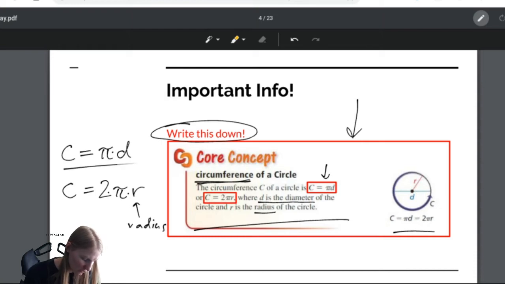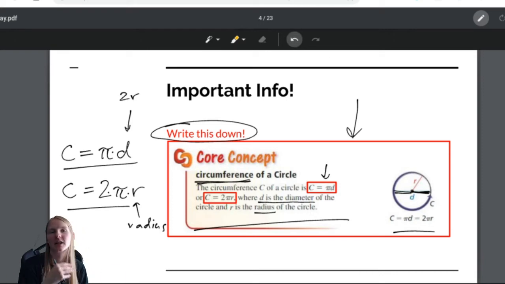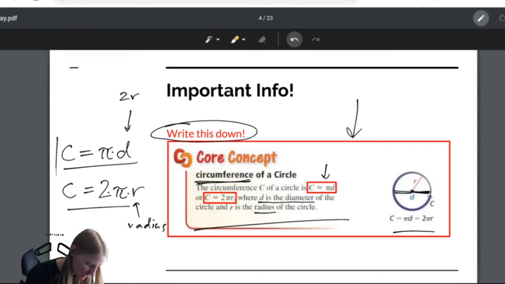So you can see that these formulas are actually the same because the diameter, here's the diameter, but if I take half of the diameter, I have a radius. So 2 radiuses make 1 diameter. So the diameter actually is 2r. That's why I said they're one and the same. But yes, these formulas, remember them. They are what will help you with your homework for today.